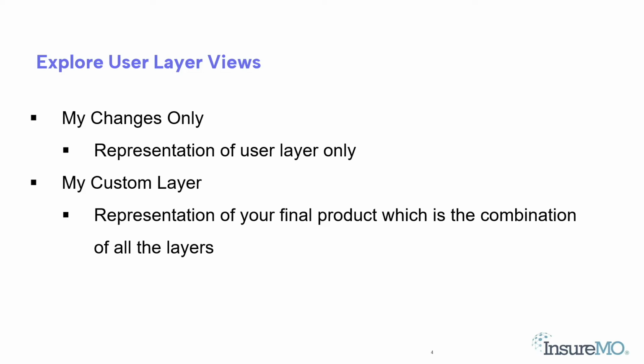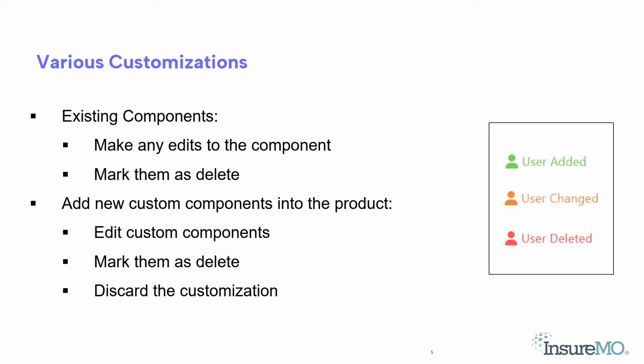When it comes to customizations, there are various customizations that you can do to a product. First, you can edit existing components within the product, or you can hide them by marking them as delete. Next, you can add new custom components into the product. You can make any edits to them, or also hide them by marking them as delete. Next, you can discard any customization, which will get rid of those customizations from your product.